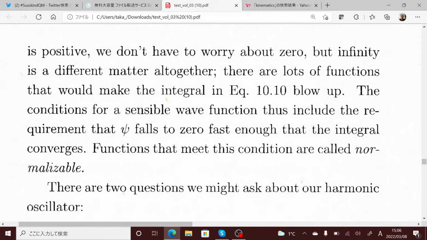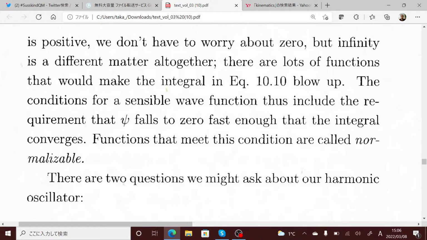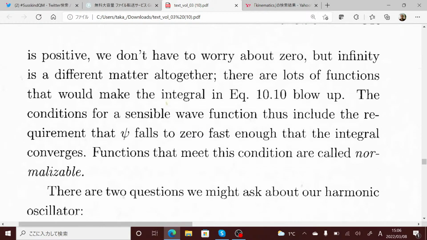The conditions for a sensible wave function thus include the requirement that psi falls to 0 fast enough that the integral converges. Functions that meet this condition are called normalizable.